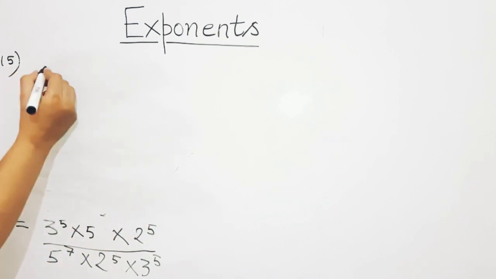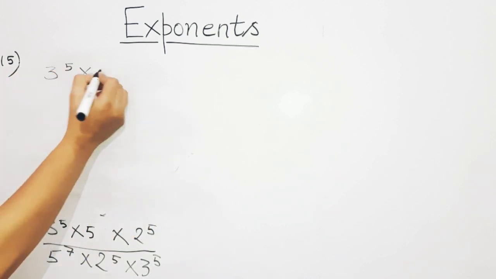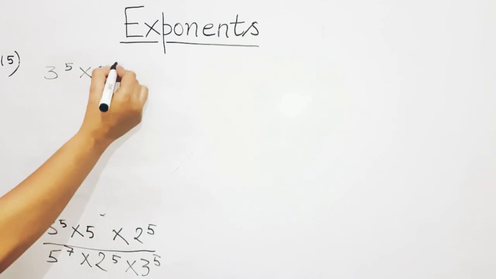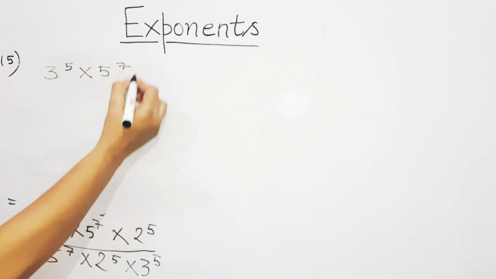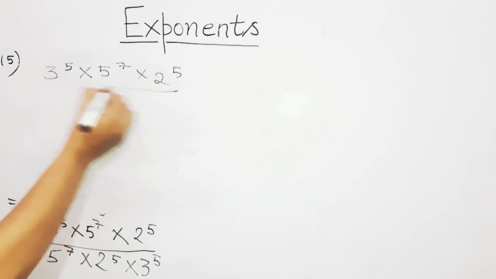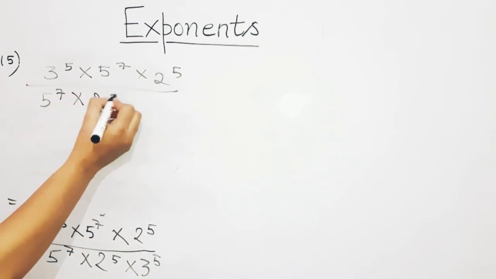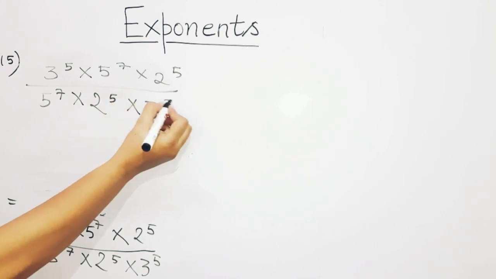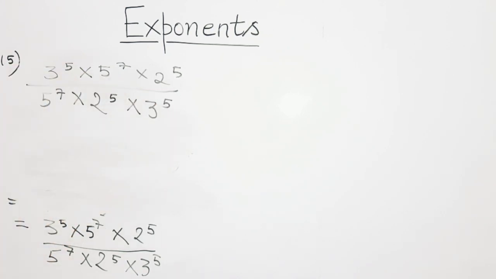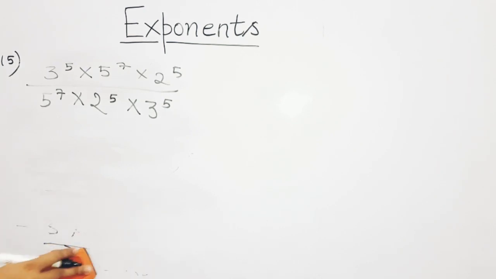So the last step is 3 to the power of 5 multiplied by 5 to the power of 7 multiplied by 2 to the power of 5, upon 5 to the power of 7 multiplied by 2 to the power of 5 multiplied by 3 to the power of 5. Now you have to check whether it can be reduced or not. Can we reduce something over here? Definitely the whole fraction can be reduced.